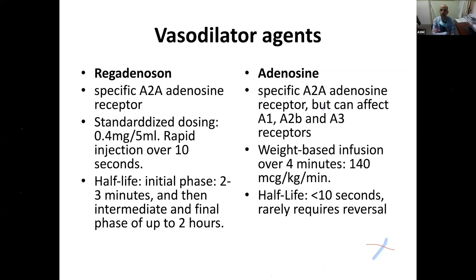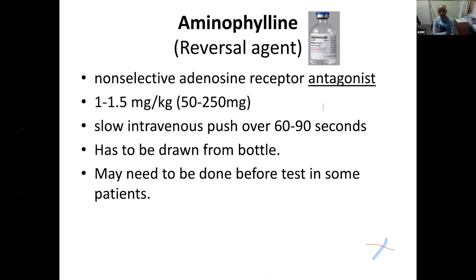Adenosine is a specific A2A receptor agonist, but can affect A1, A2B, and A3 receptors as well. It is a weight-based infusion over 4 minutes at 140 mcg per kg per minute. The half-life is less than 10 seconds. It rarely requires reversal given how short the half-life is.